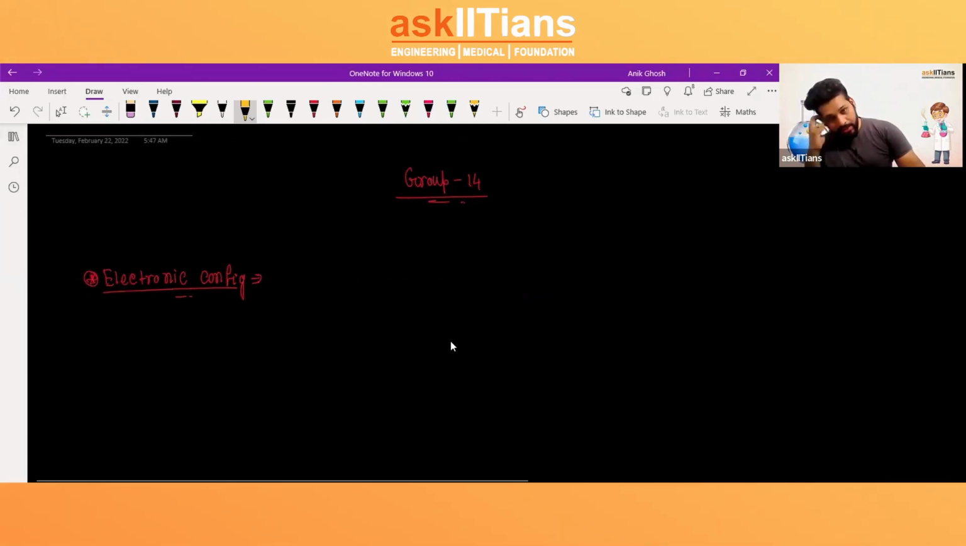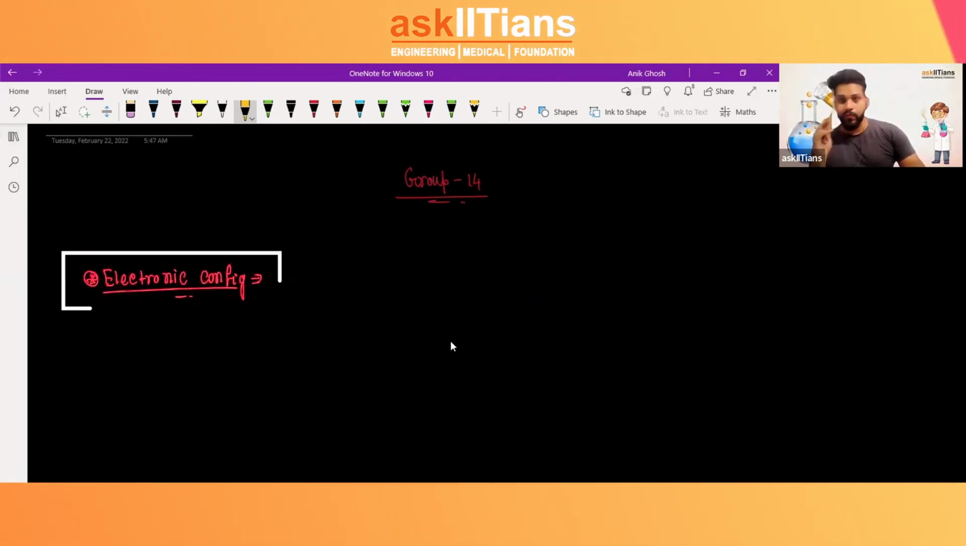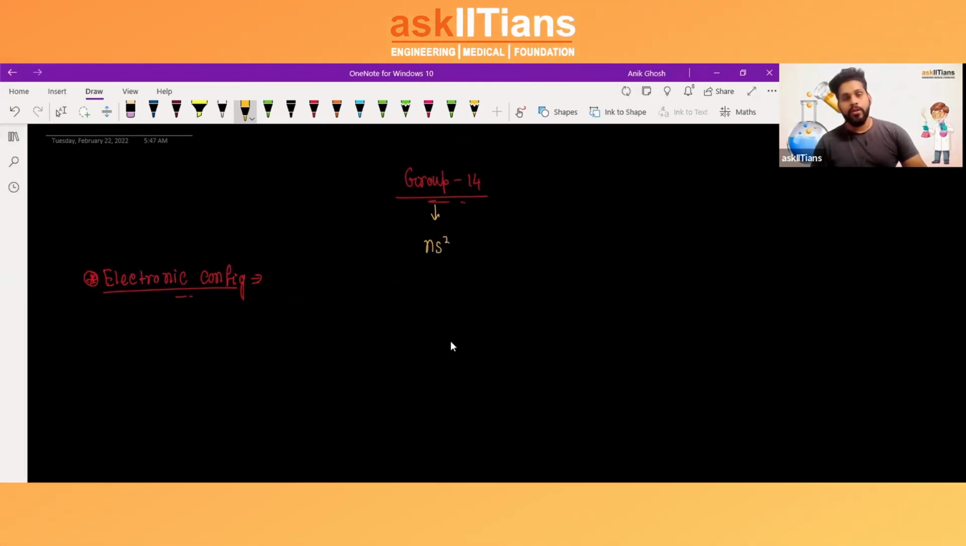Now in group 14, guys, at least we are expecting the electronic configuration to be like ns2. Overall, the P block electronic configuration, if I see that, it would be ns2 np1 to 6, right? So I'm not going to mention it every single time, but guys, if I'm talking about group 13, it is np1. Group 14 would be np2. Group 15 would be np3. It goes on like that, right? So here, my general electronic configuration would be ns2 np2.